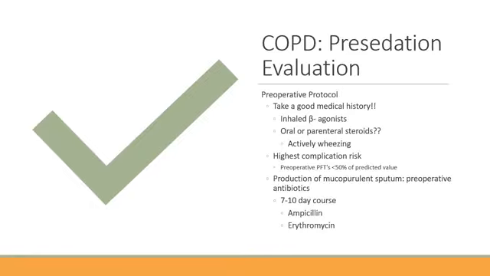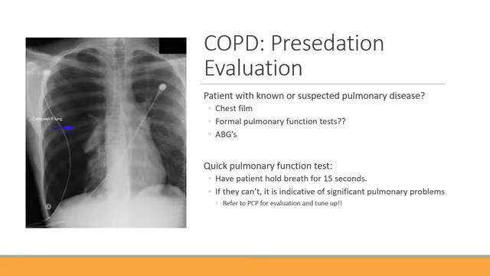We want to make sure we take a good medical history. Oftentimes, if I see COPD, I'm going to look in the medication list for their inhaled beta-2 agonists, whether or not they've been on oral or parenteral steroids. And then certainly, are they actively wheezing? Some other things you may obtain to help identify or quantify the severity of the patient's COPD: you may want to obtain a chest film or chest x-ray.